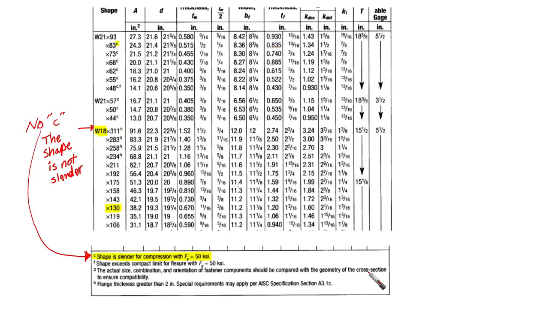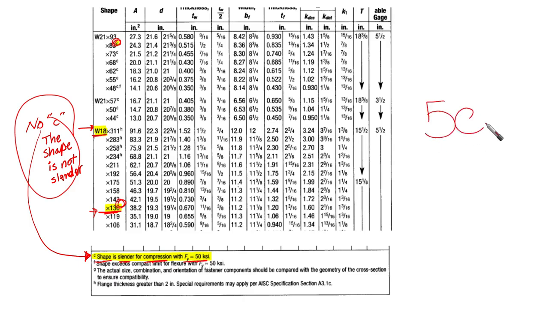And here we're going to find that for W18 by 130, as I said, there is nothing related to it. There is no superscript here. But for the C, for example, here, it is given that the shape is not slender. In our case, because for the C, as it is written here, C shape is slender for compression with F yield 50. Our F yield here is 50. So if this cross section, for example, is going to be used, we're going to find C here. This means all of them have a problem with local stability.